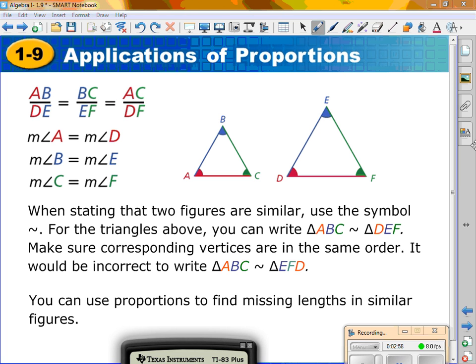What's another way I could write the triangle? Give me some combination of letters. I don't see an X, Y, or Z in this problem. CBA. Triangle CBA is similar to what matches with C? F. What matches with B? E. What matches with A? D.